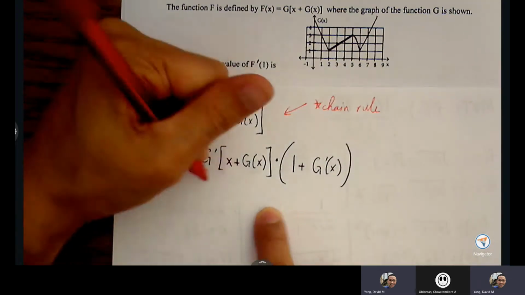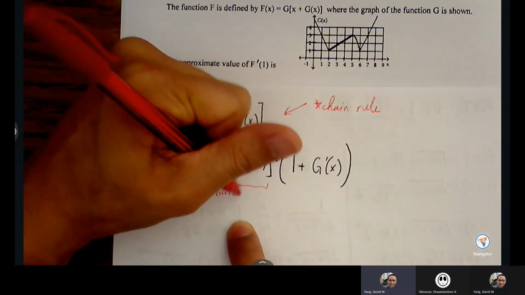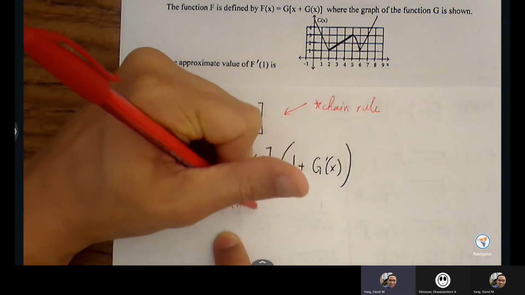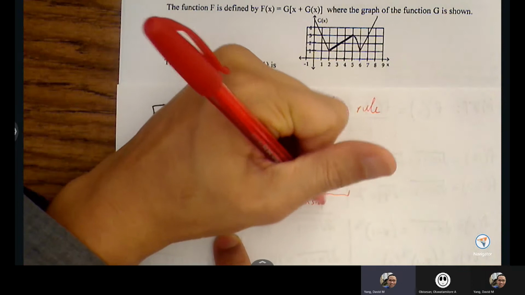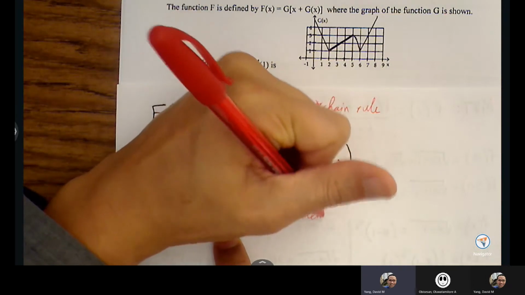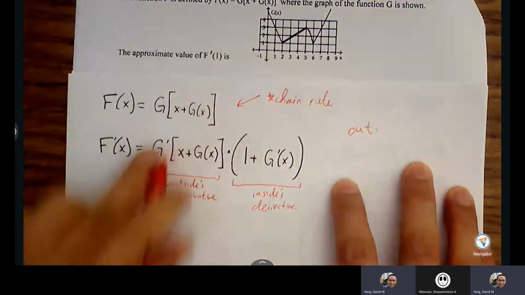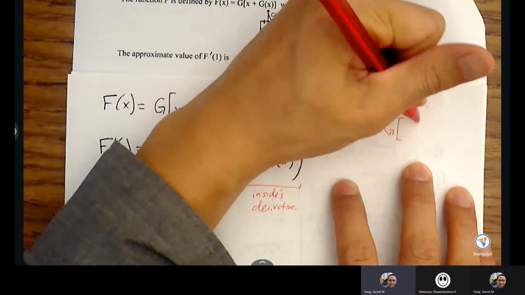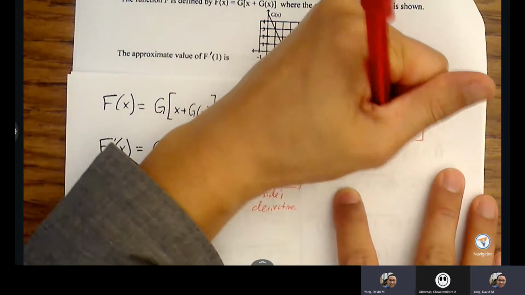Okay, so chain rule. This is outside derivative, followed by inside derivative. And if we want to see things more clearly here, the outside portion is my g bracket, g of bracket. And my inside derivative is the x plus g of x.